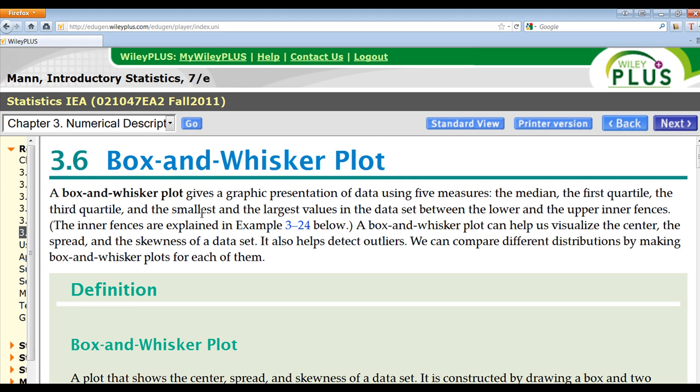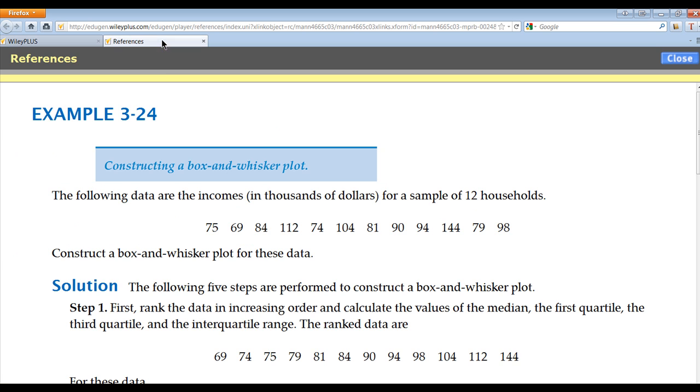A Box-and-Whisker plot gives a graphic presentation of data using 5 measures: the median, the first quartile, the third quartile, and the smallest and largest values in the data set between the lower and upper inner fences. The inner fences are explained in section 3.24 below. Let's look at that if we can.